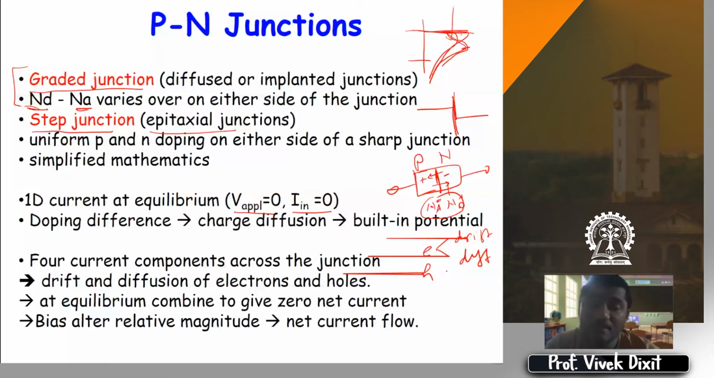Now in equilibrium, all these four components will add up to 0 at all the locations. At all the locations along the diode, all these four components will add up to 0, right? But when we apply the bias, the magnitude of these four components will change and you will have overall current. And another point to note here is that the overall current, the sum of these four components, will be constant. If there is no charge build-up anywhere, the current will be constant throughout the diode. Correct?